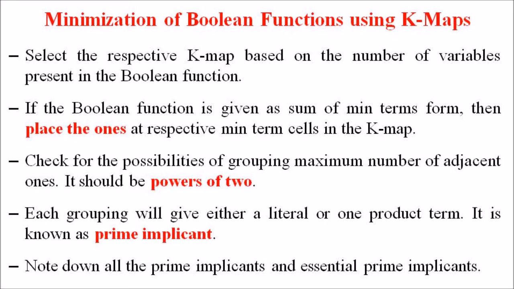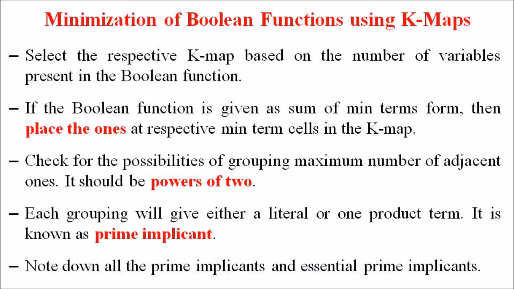Thirdly, check for the possibilities of grouping the maximum number of adjacent ones. It should be a power of 2. Start from the highest power of 2 and go up to the least power of 2. The highest power is equal to the number of variables considered in the KMap, and the least power is always 0. Then each group will give either a literal or one product term. It is known as a prime implicant.